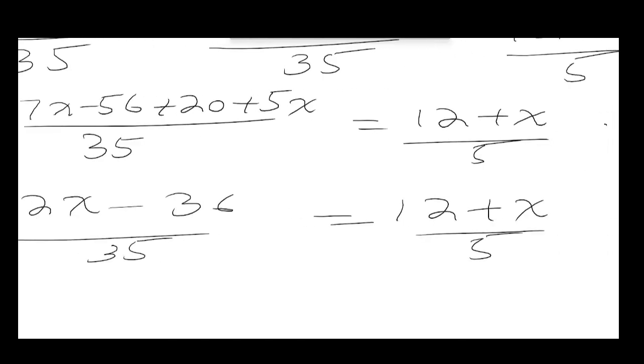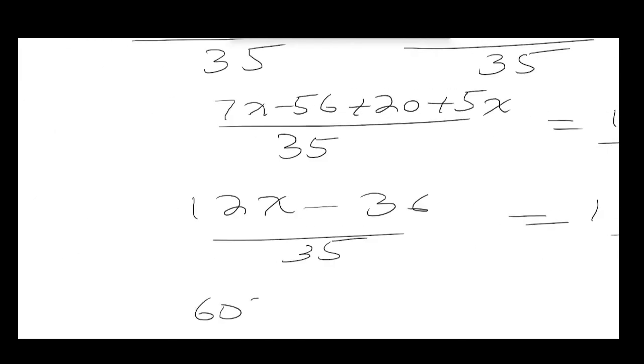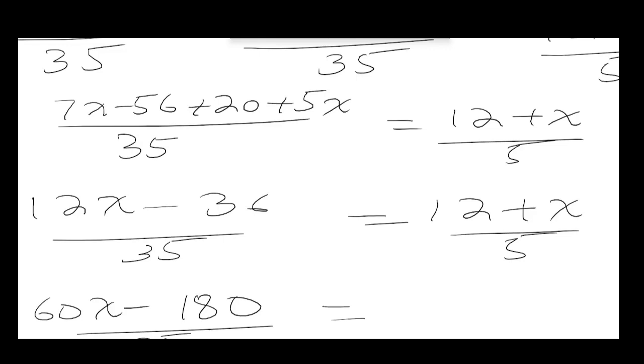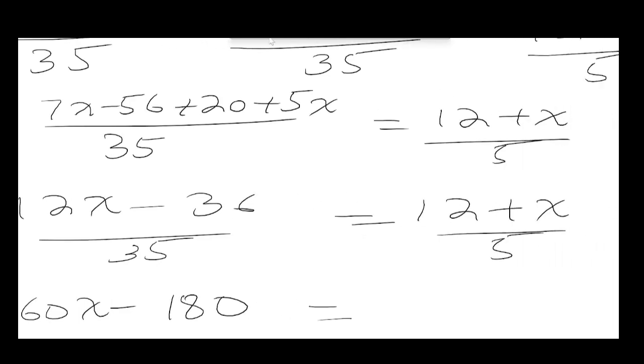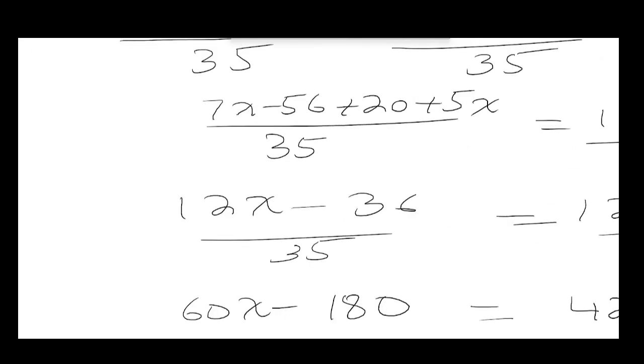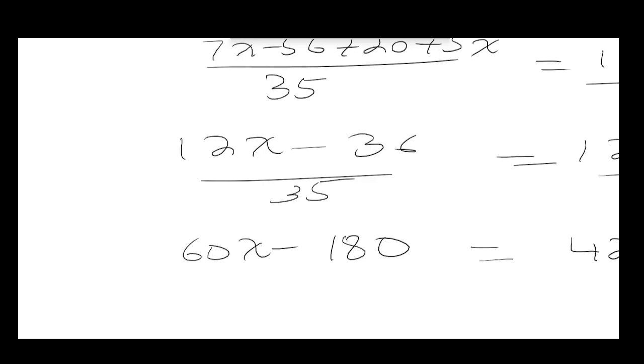12x will be multiplied with 5, that results in 60x minus 180 divided by 35, and this will be equal to... okay, so the 35 will be removed. Why? Because it is being multiplied with 12 plus x. So what will we get? We will get 426 added with 35x. So now we will just arrange the terms, variable to variable and numeral with numeral.